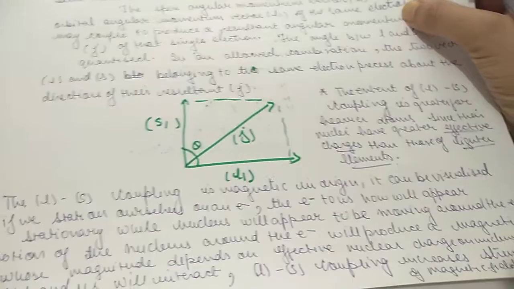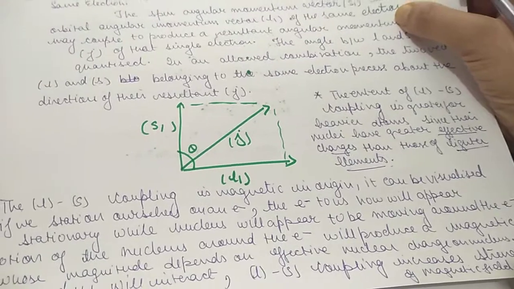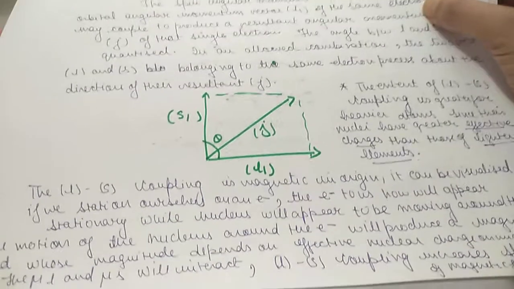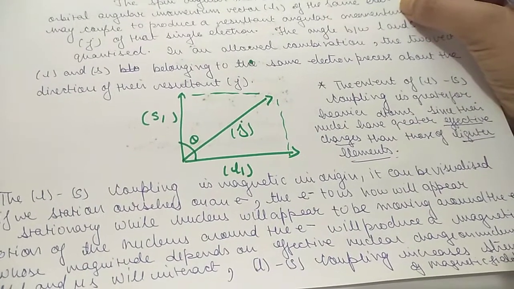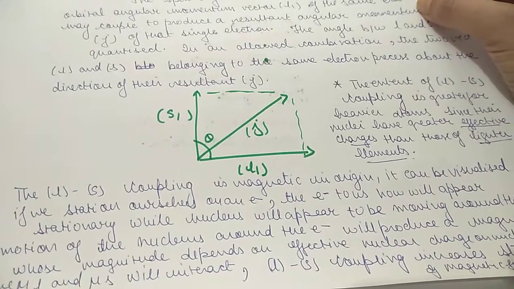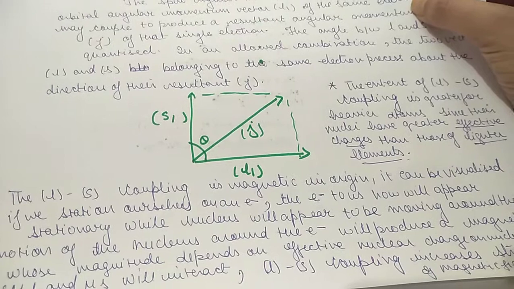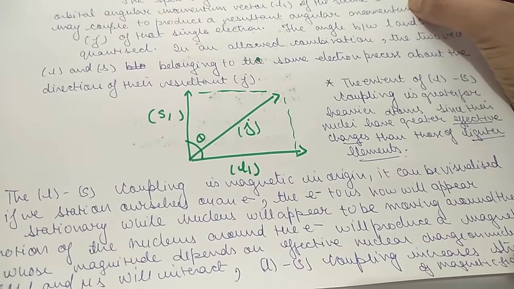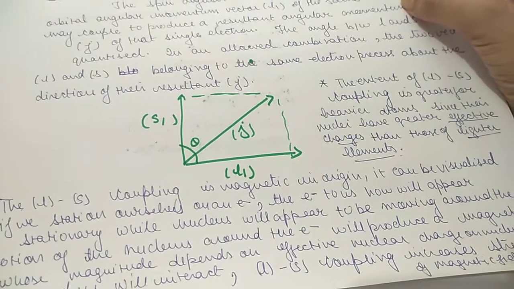And LS coupling increases the strength of the magnetic field. Yes, when LS coupling occurs, the strength of the magnetic field will increase, and it will also increase with an increase in effective nuclear charge. Because the more effective nuclear charge the nucleus has, the more magnetic field will be produced.